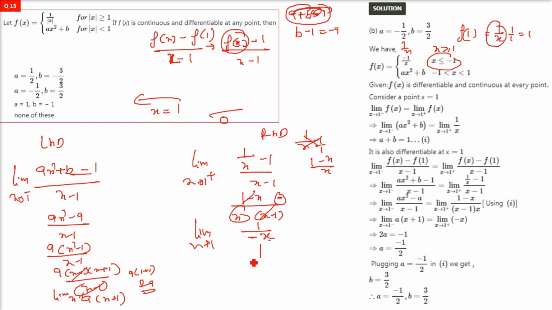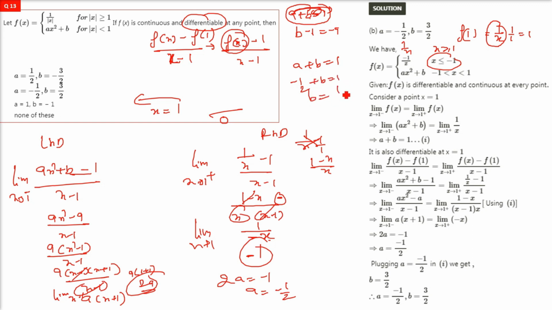So what do you get? Negative 1. Now as the question is saying that it is differentiable, the left hand derivative and right hand derivative will be the same. So 2a will be equal to 1. A will give you negative 1 by 2, minus half. Now a plus b is equal to 1, so you can just replace a by negative half in this. Minus half plus b is 1, so b is equal to 1 plus 1 by 2. That is going to be 3 by 2. B is 3 by 2. This is your option. The second option is the correct option.